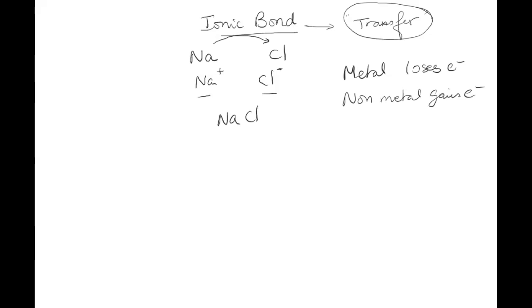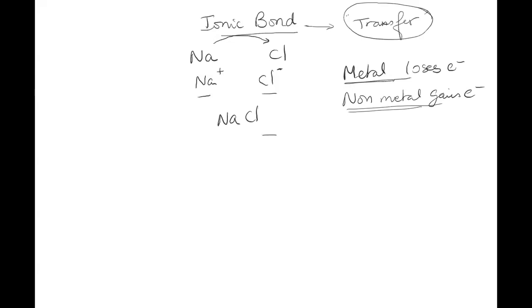There's got to be a transfer, and the only ones willing to give up or lose electrons are metals. So ionic bond is always formed between metal and non-metal. The metal loses the electrons, the non-metal gains the electrons, and then the ions are formed, and then the ionic bond is created. This is a pretty simple example.